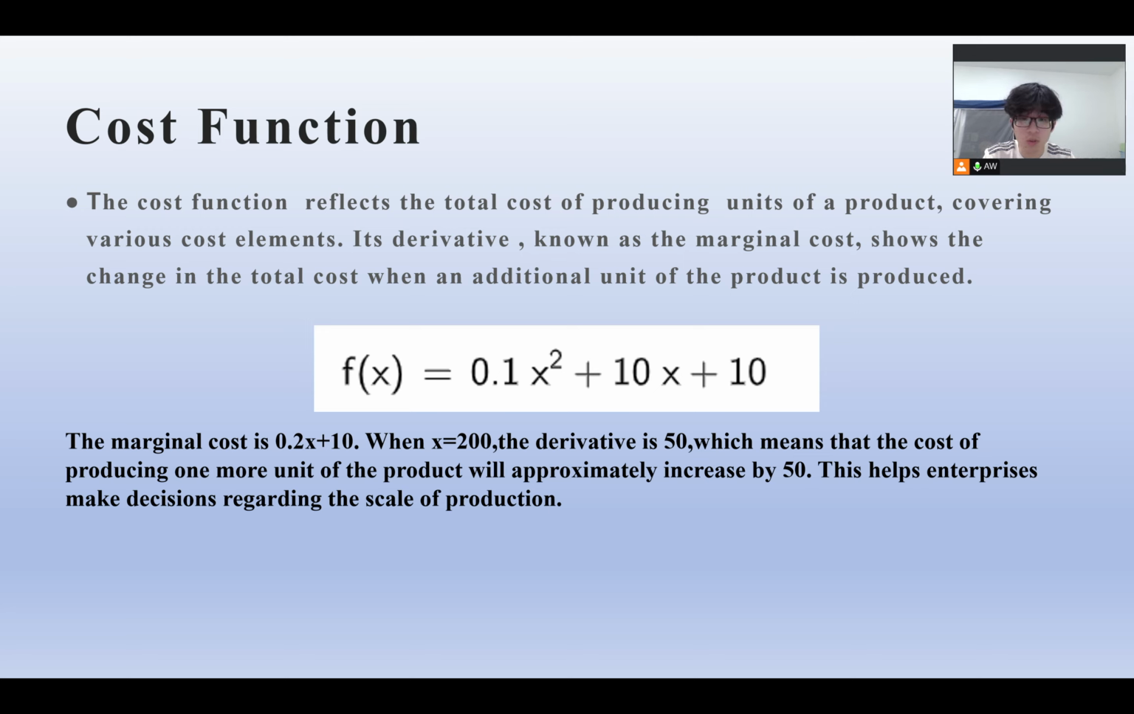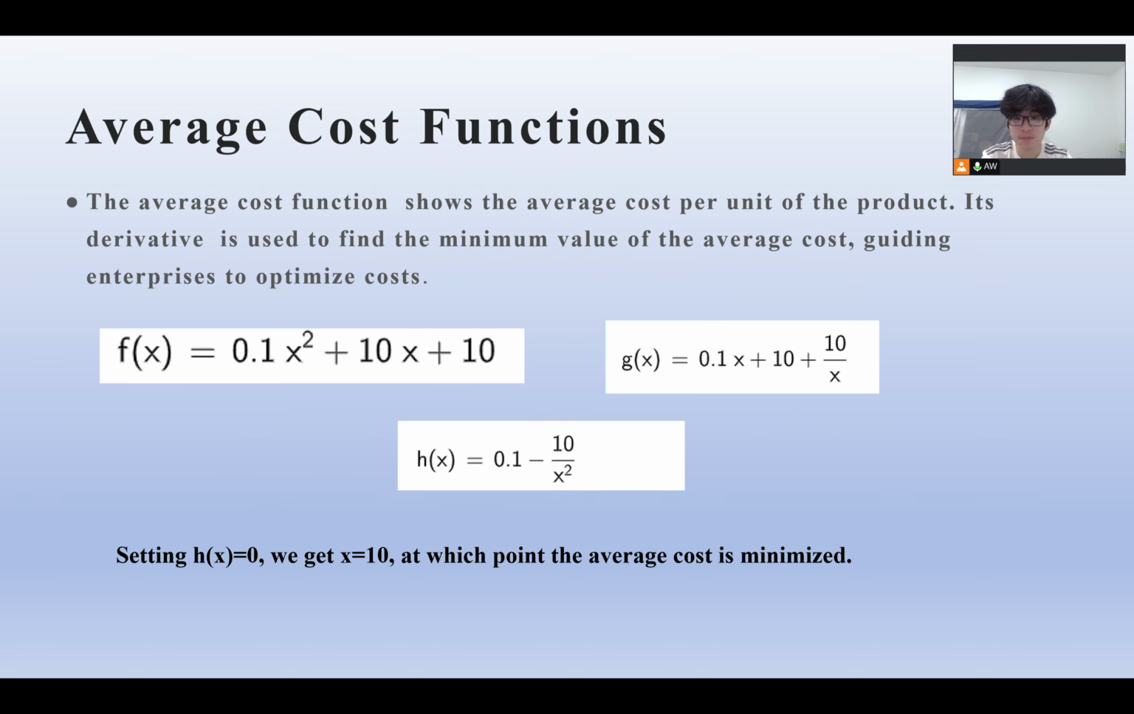f(x) equals 0.1x squared plus 10x plus 10, and this is the cost function, and the marginal cost is 0.2x plus 10, which is the derivative. When x equals 200, the derivative is 50, which means that the cost of producing one more unit of the product will approximately increase by 50. This helps enterprises make decisions regarding the scale of production.